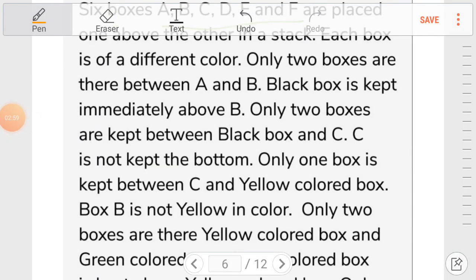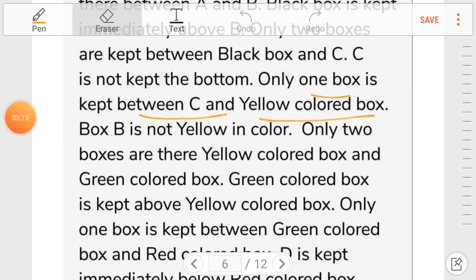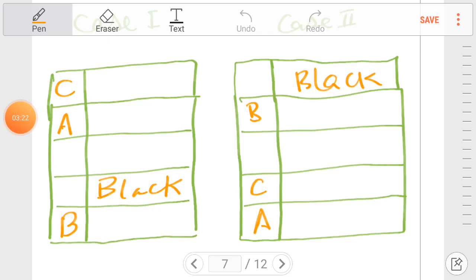In the next one, he is saying only one box is kept between C and the yellow colored box. So we know the position of C now, then the yellow color box can be filled second from C at the upward or downward side. The condition is also given that box B is not yellow in color. So in case 1, only one block can be added upward or downward, so the second one from C cannot be filled upward from the C block, so we will fill yellow on the downward side of C.